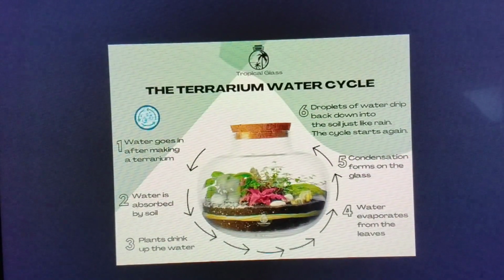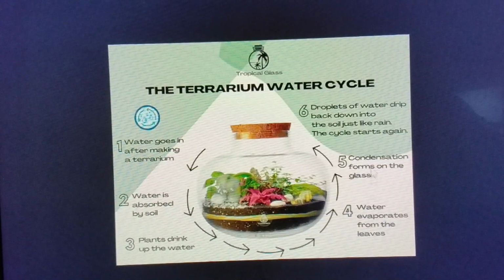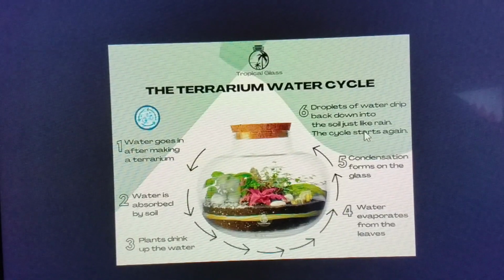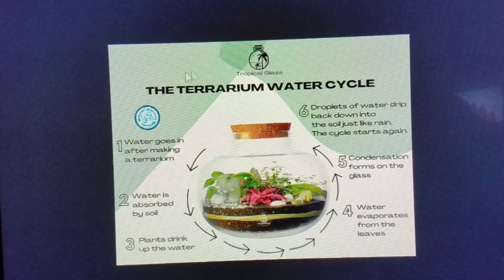Now let's see. Here it shows you the many different steps of the water cycle in a terrarium. This is a closed terrarium. The water goes in after making the terrarium. Water is absorbed by the soil, plants drink it, then the water evaporates and condenses on the glass, and then droplets drip back down into the soil like rain, which helps your terrarium keep being self-sustaining.